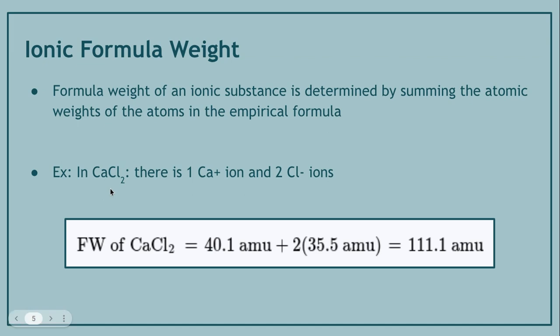And that's going to be in an ionic compound such as calcium chloride. So in this compound there's going to be 1 Ca plus ion and then 2 Cl minus ions, which is what makes it an ionic compound. And then again, you're going to calculate it the same way. You're going to see 1 mole of the calcium ions and then 2 moles of the chlorine ions, and you're going to multiply those by the corresponding moles with the atomic weights. And then that's going to give you this total answer here.